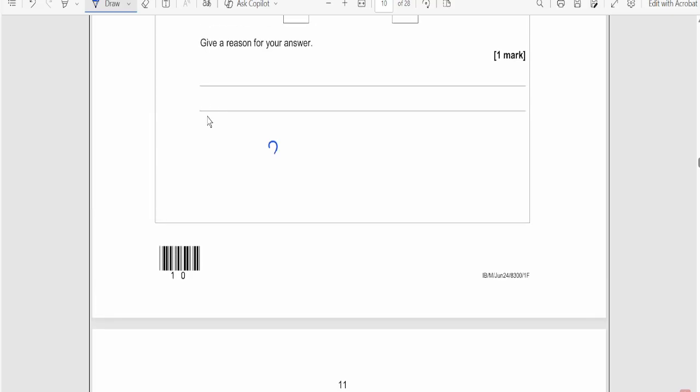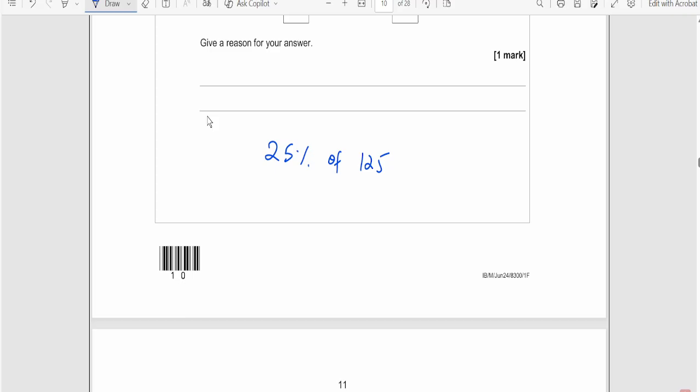Okay, find 25% of 125. Try this. First, we have to find 10% of it. Sorry, first you find 10% of 125. What is that?